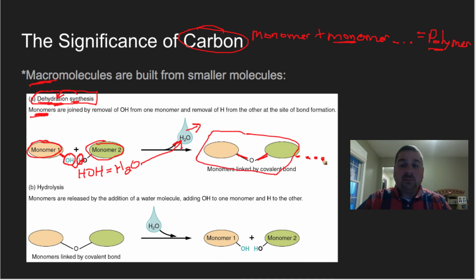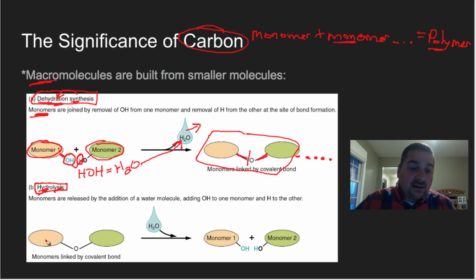And then this can just keep going and going. You keep adding more and more, sometimes hundreds of them. What happens when we need to use one of those sugars for energy in cellular respiration? We have enzymes that will come in here and cleave these bonds, cleave or cut, through a process called hydrolysis. Again, hydro means water, lysis means splitting.